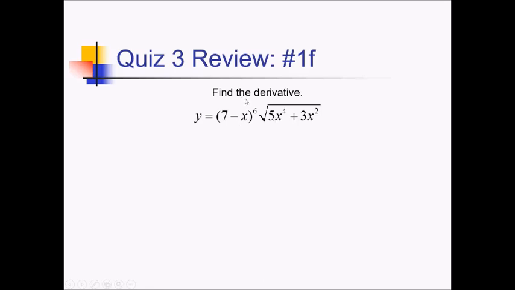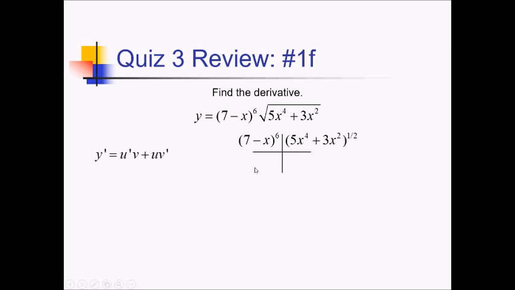So I'm going to use the product rule, u prime v plus uv prime. Let me set up a box and ribbon for that. So I have my first factor, 7 minus x to the 6th, and my other factor, square root of all this stuff. Now, since I'm going to have to take the derivative of this, I'm going to rewrite this as (5x to the 4th plus 3x) quantity raised to the 1/2 power, just so I can use my power rule a little bit more easily later on.